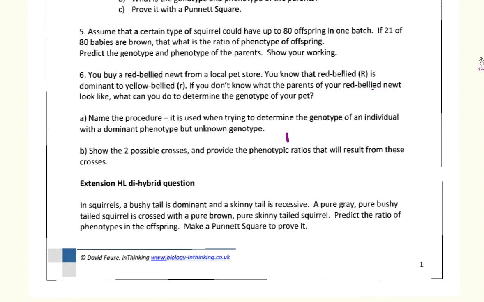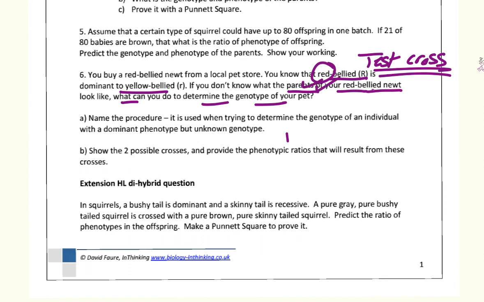Then let's go to question 6. You buy a red-bellied newt from a local pet store. You know that the red one is dominant, okay, and the yellow is recessive. If you don't know what the parents of your red one are, what can you do to determine the genotype of your pet? Okay, so you got the one which is dominant, but you don't know if it is heterozygous or homozygous. You are going to make a test cross. Test cross means you are going to cross your red pet with the yellow one, which is the recessive.